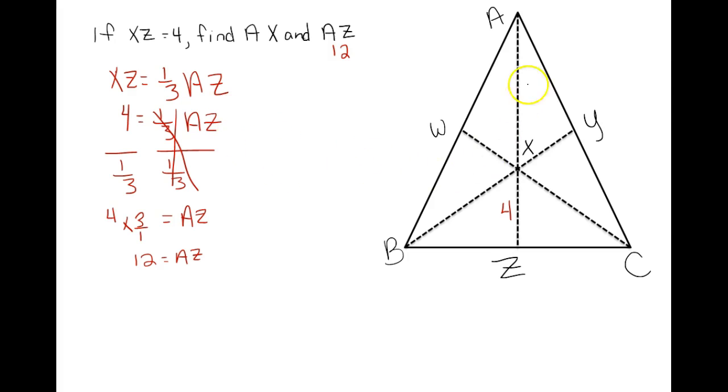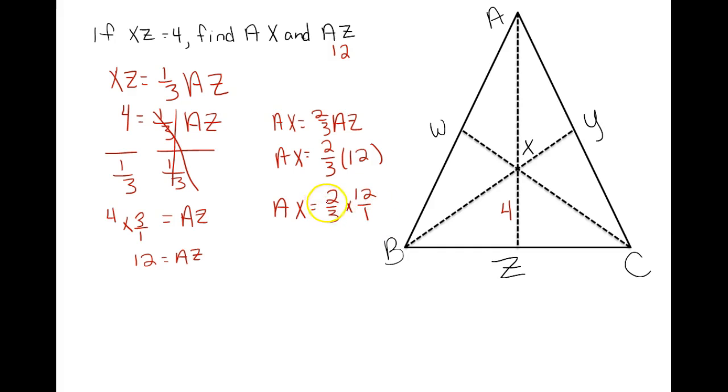So now let's find AX. So they want us to find the 2/3 of it. So we know that AX is 2/3 of AZ. We're still trying to find AX. I'm just going to leave it like that. And AZ is 12. You just do the math. AX equals 2 over 3 times 12 over 1. I could say 2 times 12 is 24. 24 over 3 is 8. Or I'm going to go ahead and simplify. 3 goes into 12 4 times. So I have 2 times 4 is 8 over 1. So I know that AX is 8.